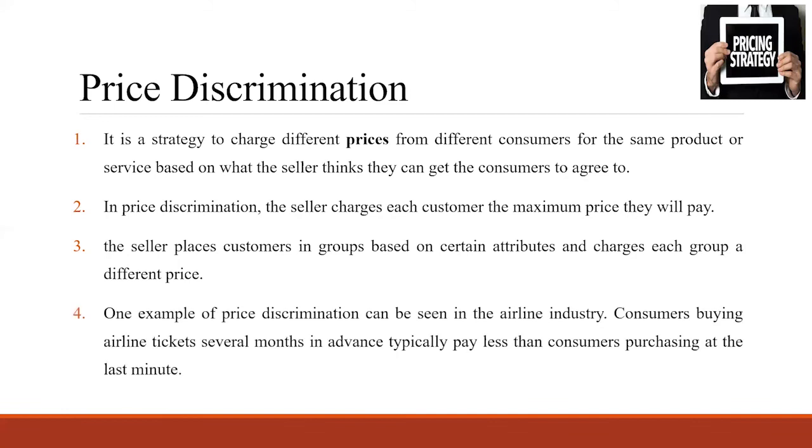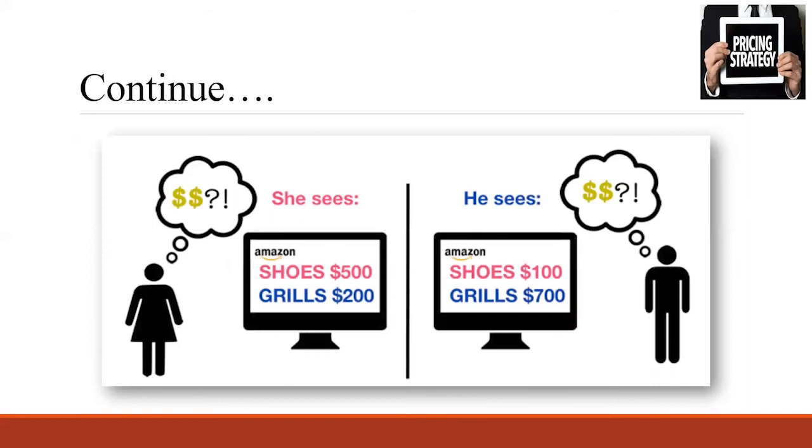One example of price discrimination can be seen in the airline industry. Consumers buying airline tickets several months in advance typically pay less than consumers purchasing at the last minute, where the product is the same. Hence, according to the customer's need, the prices are being charged. For example, a particular product which is shown to a lady and to a gentleman has a different pricing, but the product is the same. That's termed as discrimination pricing or price discrimination.